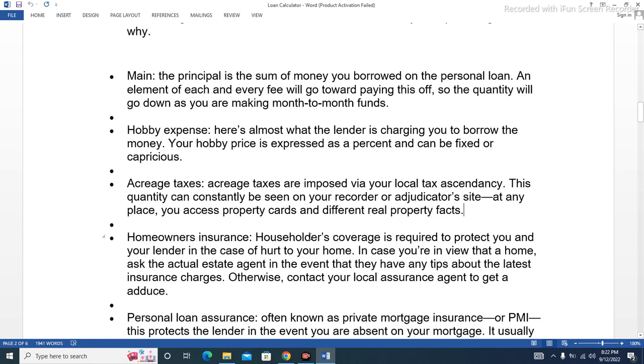Homeowners insurance. Homeowners coverage is required to protect you and your lender in the case of harm to your home. If you are considering a home, ask the real estate agent if they have any tips about the latest insurance charges. Otherwise, contact your local insurance agency to get advice.